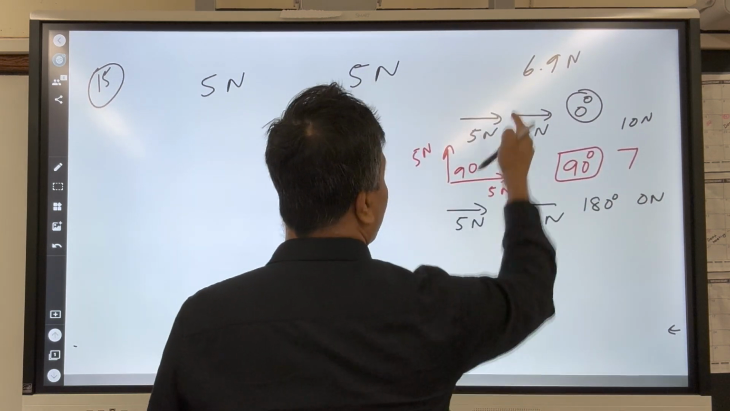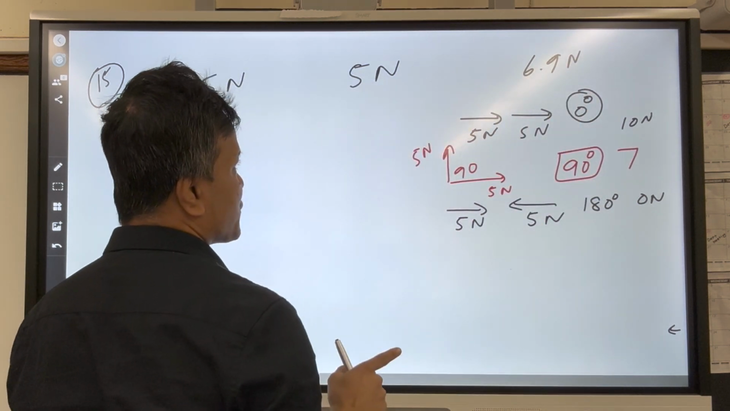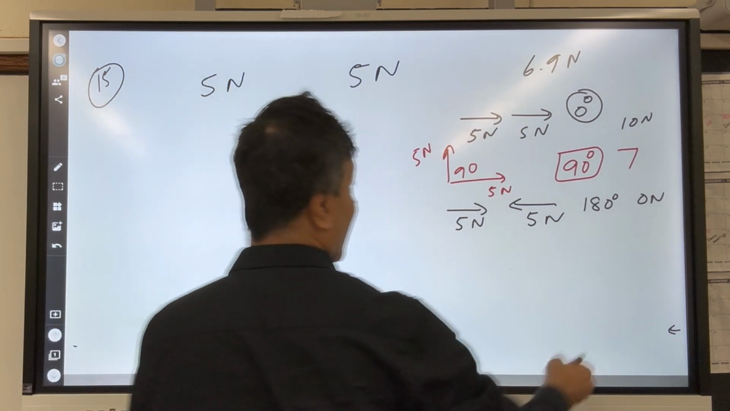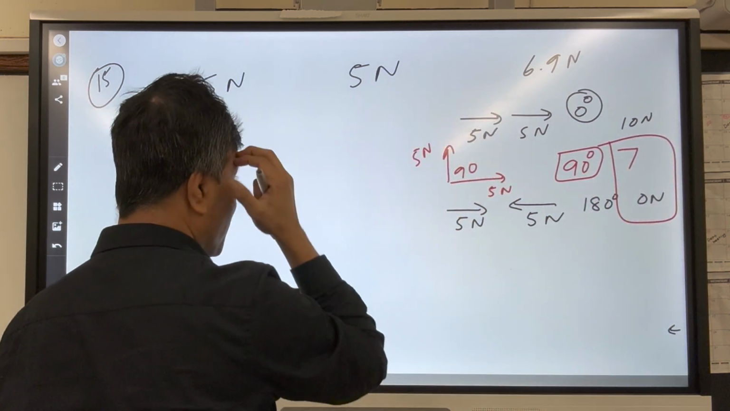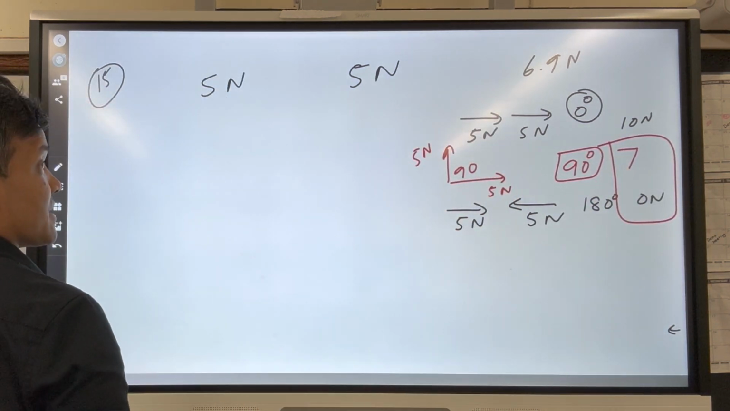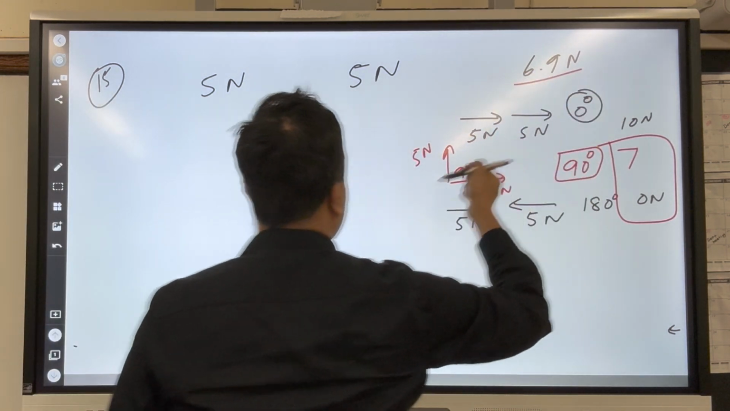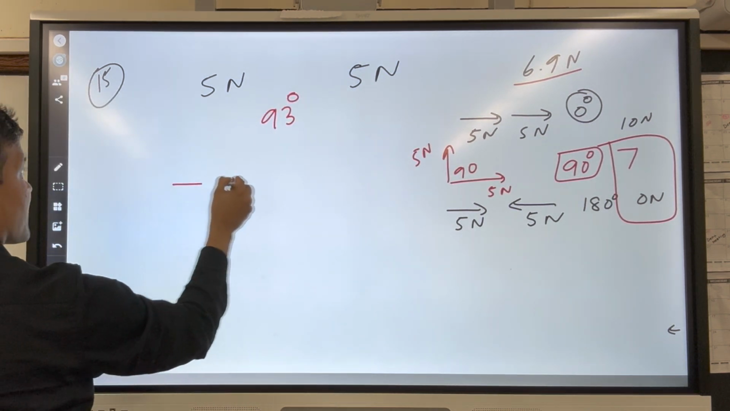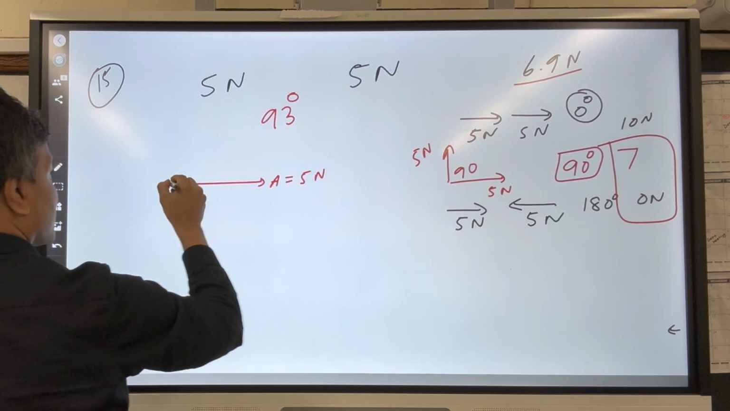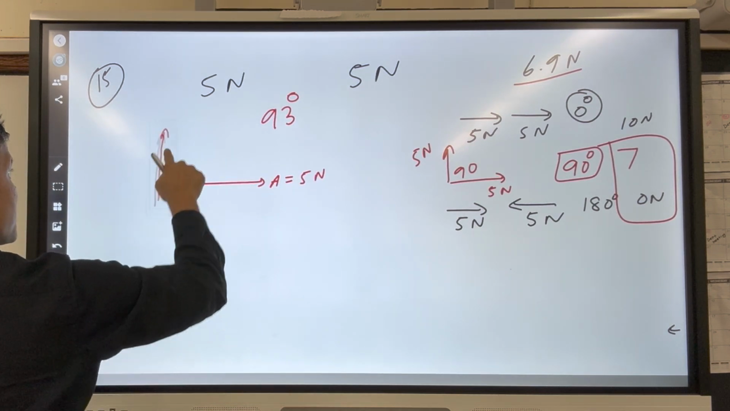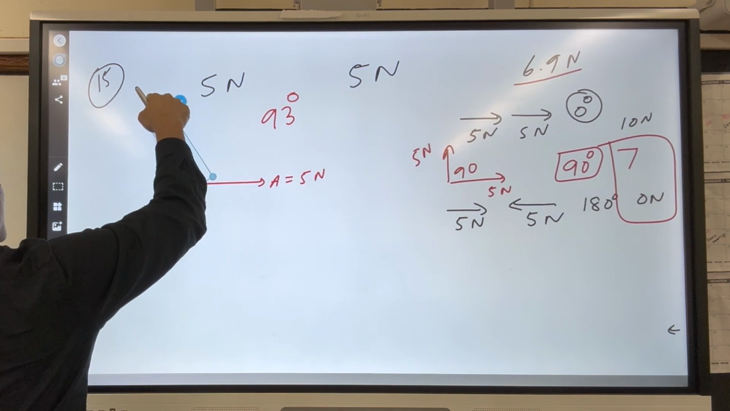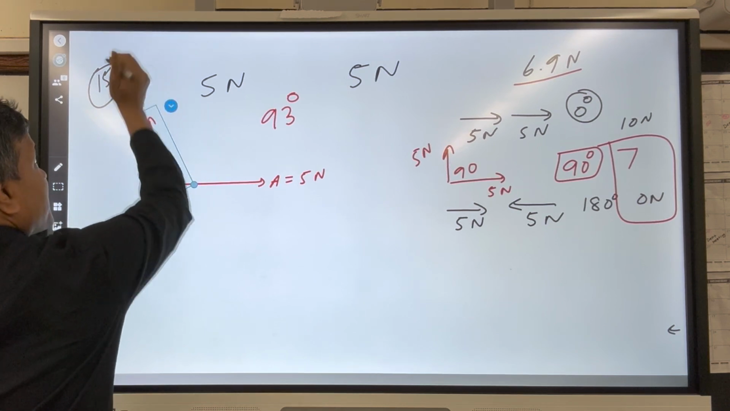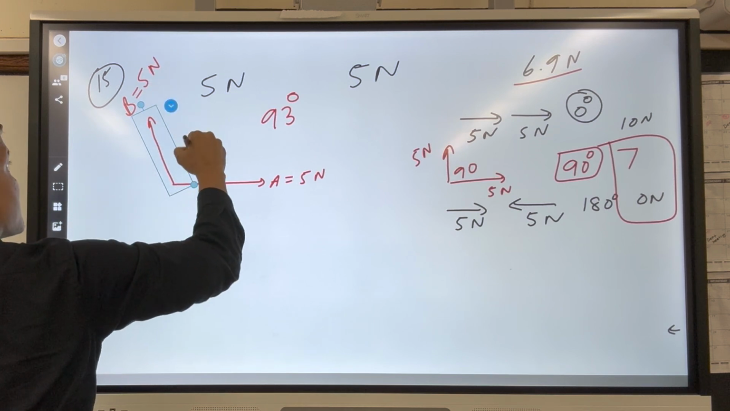All right, now it is 6.9. Okay. So it has to be more than 90. Because 90 gives you 7 and this is almost 7, let's check 93 degree. I have vector A, which is 5 Newton. This is 90. I'm not going to use 90, I'm going to use 93. So vector B is at 93.